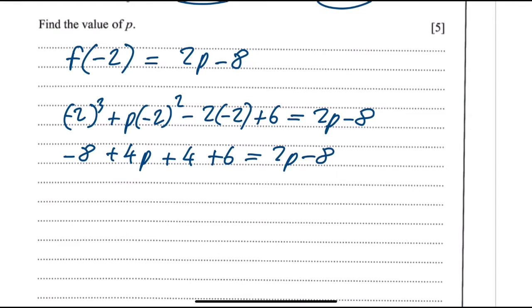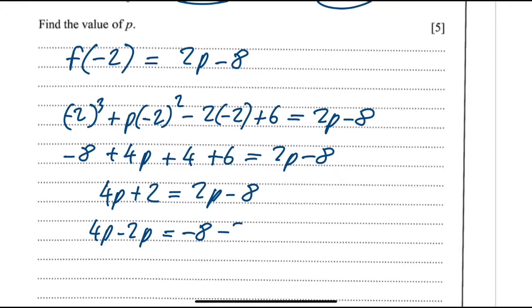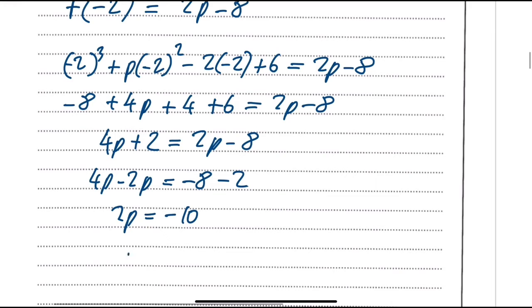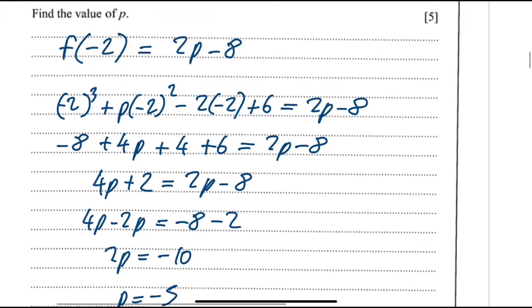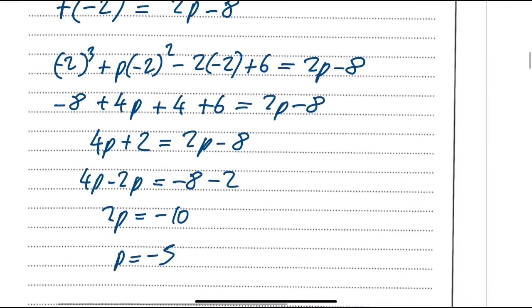Right, that's a mess. Let's tidy it up. On the left hand side, you've got 4p, and then 4 plus 6 is 10, minus 8 is going to be plus 2, is equal to 2p minus 8. That means 4p minus 2p is equal to minus 8 minus 2, which means 2p is equal to minus 10. So p works out to be minus 5. So if I've done that correctly, there we have it.